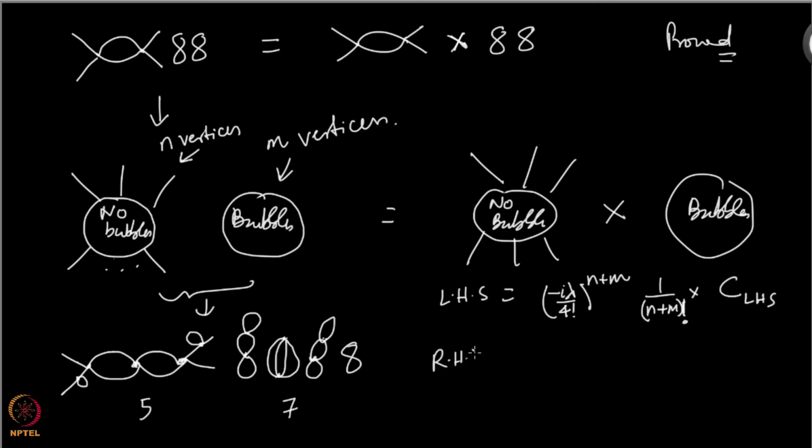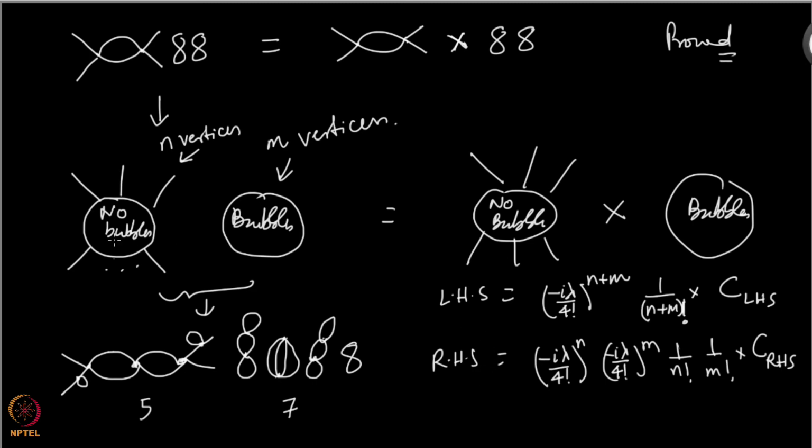Now the right hand side will be a minus i lambda over 4 factorial to the power n, because there are n vertices in here, and to the power m because there are m vertices here, so that makes n plus m again. Or maybe I can write it in 2 steps. And then this one will come with 1 over n factorial, this one will come with 1 over m factorial times the combinatoric factor on the right hand side. Okay, so now let's look at the combinatoric factors on the 2 sides and then compare.